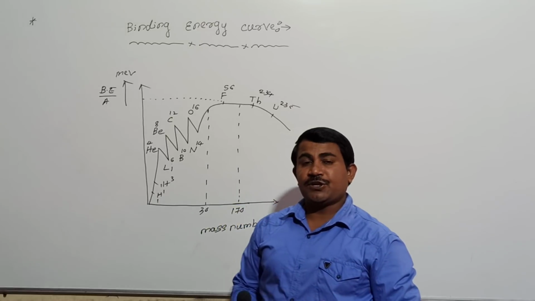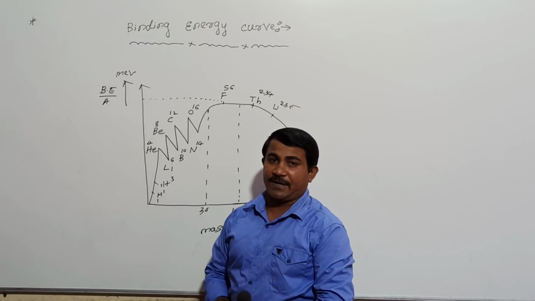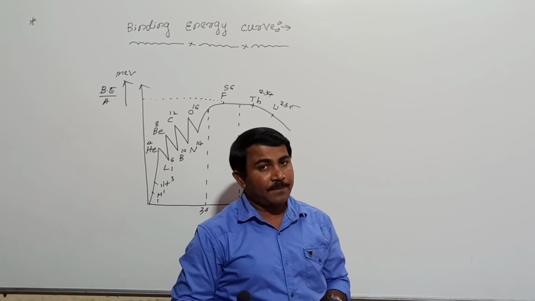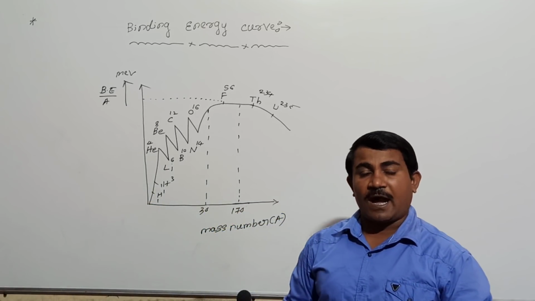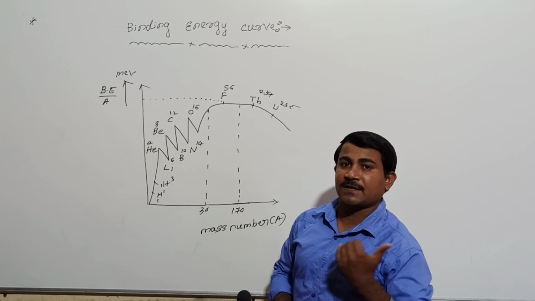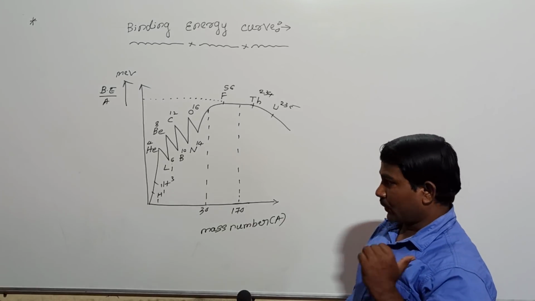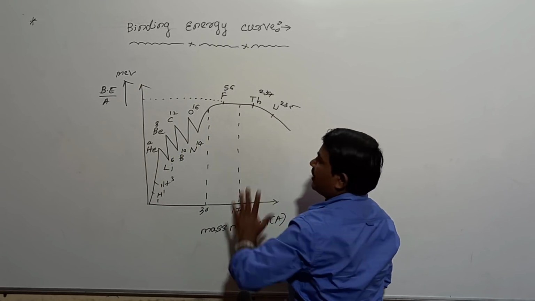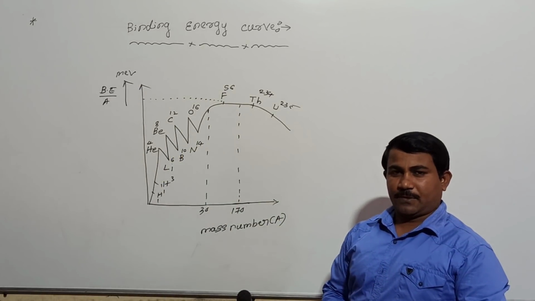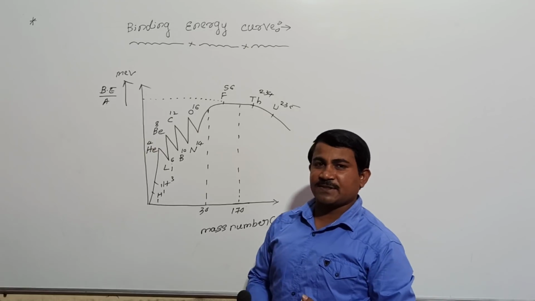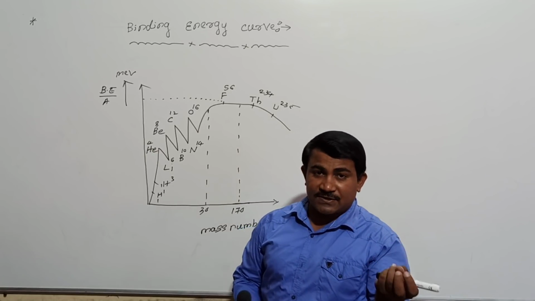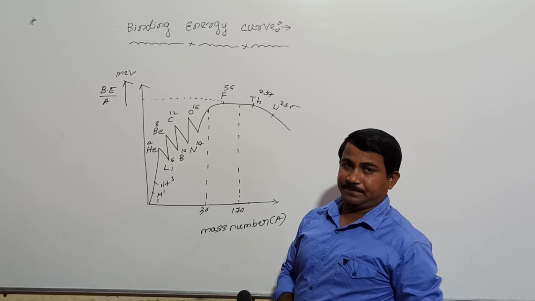The binding energy shows the stability of the nucleus. I mean, the more the binding energy, the more the stability of the nucleus, and the lesser the binding energy, the lesser the stability of the nucleus. So, the binding energy for various nuclei is shown in the graph here. First of all, what is the significance of this graph? This graph shows whether the nucleus is stable or unstable.